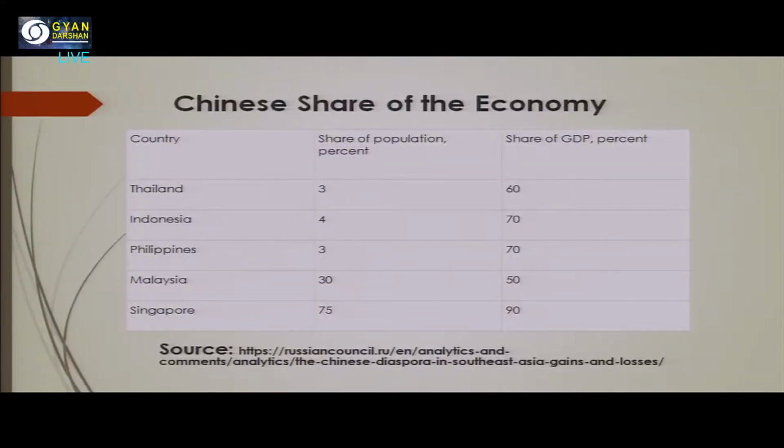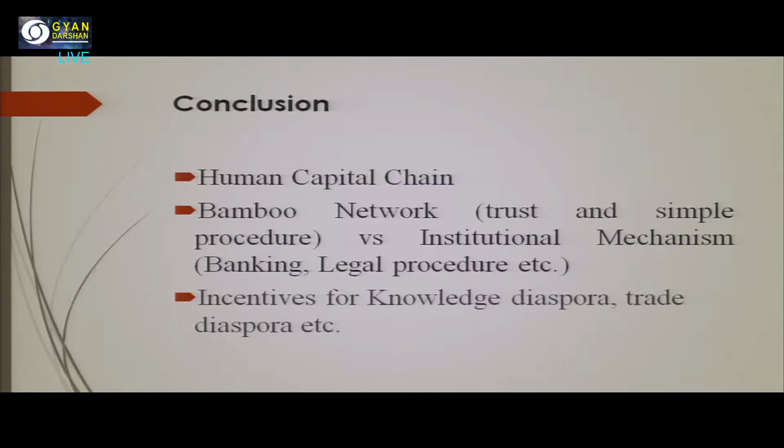Even in some countries where they have smaller numbers, like Thailand, their population share is 3%, but they control 60% of the economy. In Indonesia, they are just 4%, but they control 70% of the economy. In Malaysia, they are 30%, and they control 50% of the economy. Singapore, they are 75%, and they control 90% of the economy. You can see this kind of strength of the Chinese diaspora.